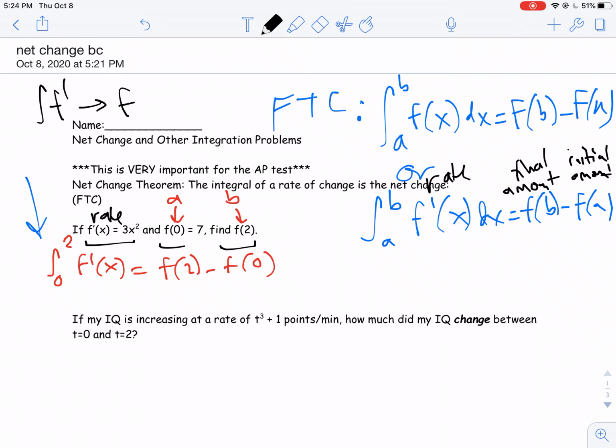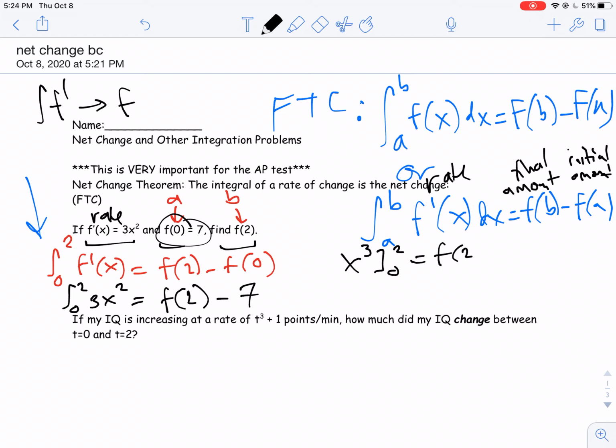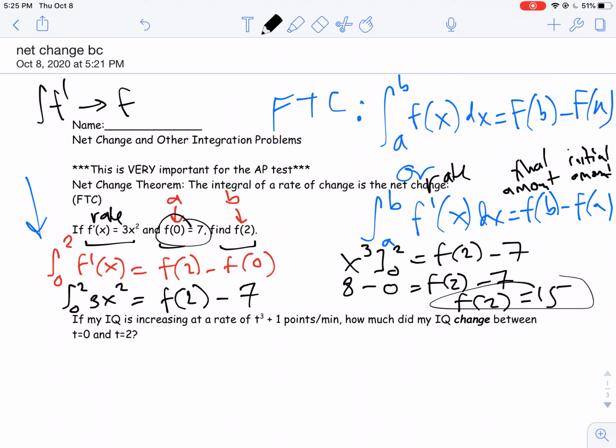Okay, so how do we do this, right? This is saying the integral from 0 to 2 of 3x squared equals f of 2 minus, and then this part was given to us as 7. So let's do that integral. The integral of 3x squared, of course, is x cubed going from 0 to 2, equals f of 2 minus 7. Now this is an easy integral to do. This is 8 minus 0 equals f of 2 minus 7. So that tells me f of 2 is equal to 15. Done.